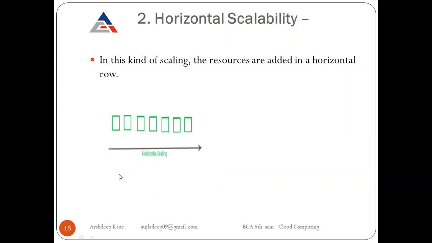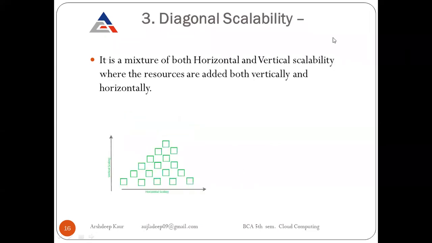The next type of scalability is horizontal scalability. In this kind of scaling, the resources are added in a horizontal row. The direction of the arrow is from left to right, and this is called horizontal scaling. 1, 2, 3, 4, 5, 6, 7. In this way the resources are scaling or growing.